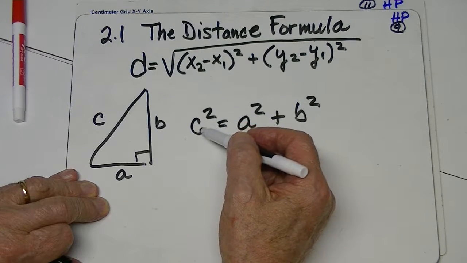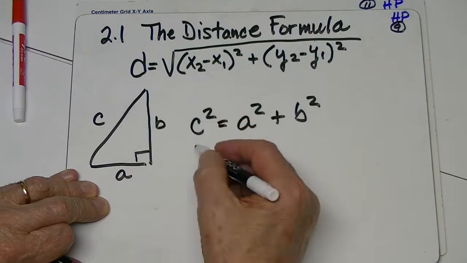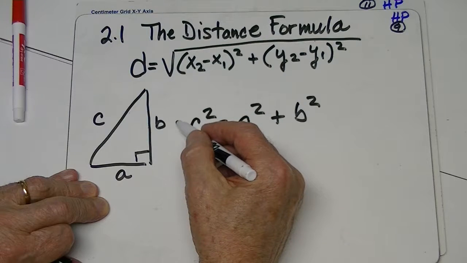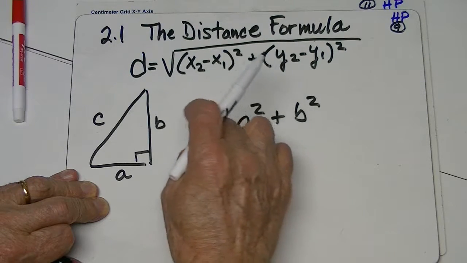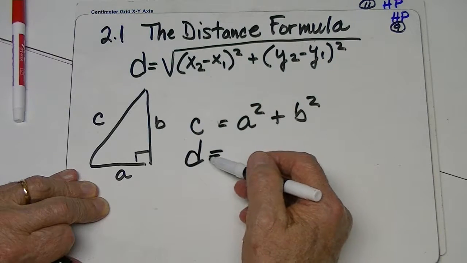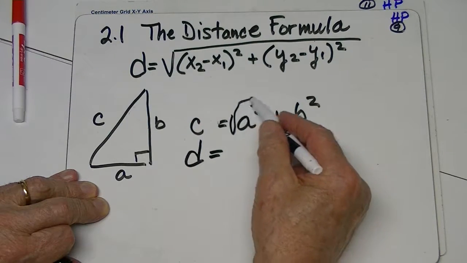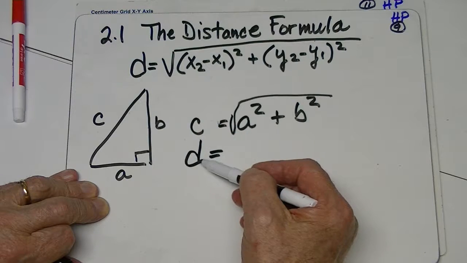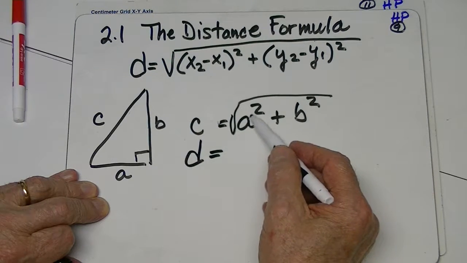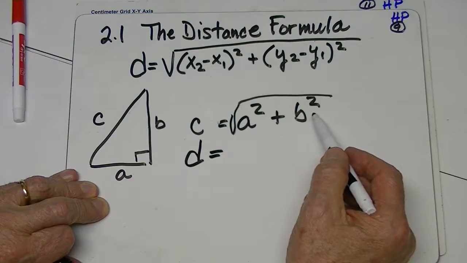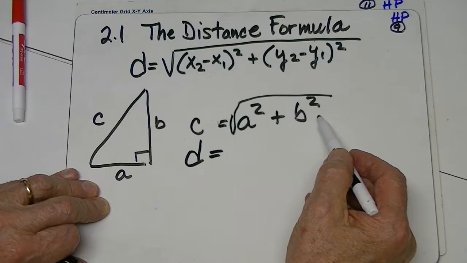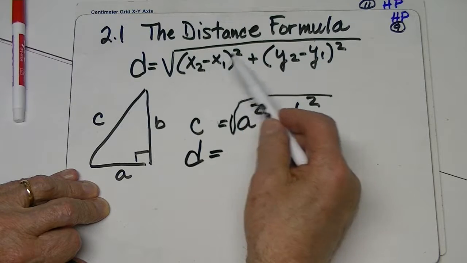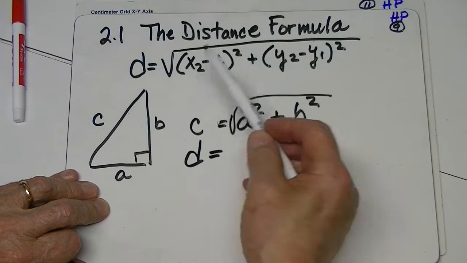Now, if we convert the c to distance, and we take the square root of both sides, that will give us, in a sense, the c by itself, and then we just take the square root of this side. We now have the distance, the length of side c, is equal to the square root of a squared plus b squared. Now in our graphing, we're using ordered pairs, as you will see in our next slide.